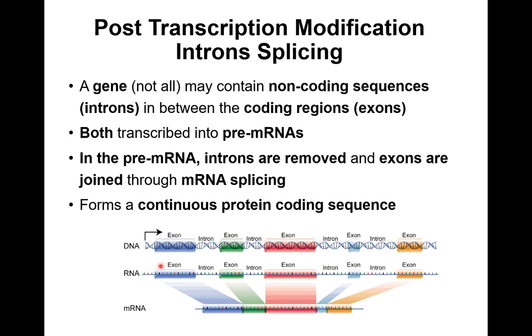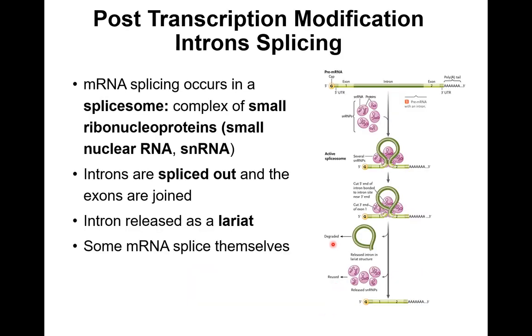However, when transcription happens, both the exon and the introns are copied, and so the introns have to be removed through the process of intron splicing, so that now the different exons can be joined together and you can have a continuous sequence of codons which can produce the protein. So how is this removed? Well, it's removed in two main ways.